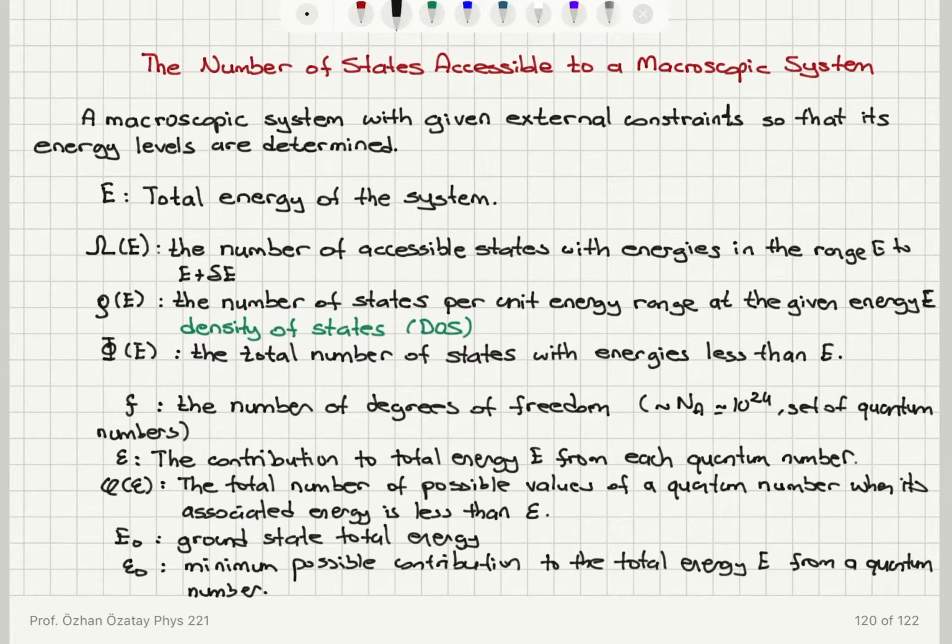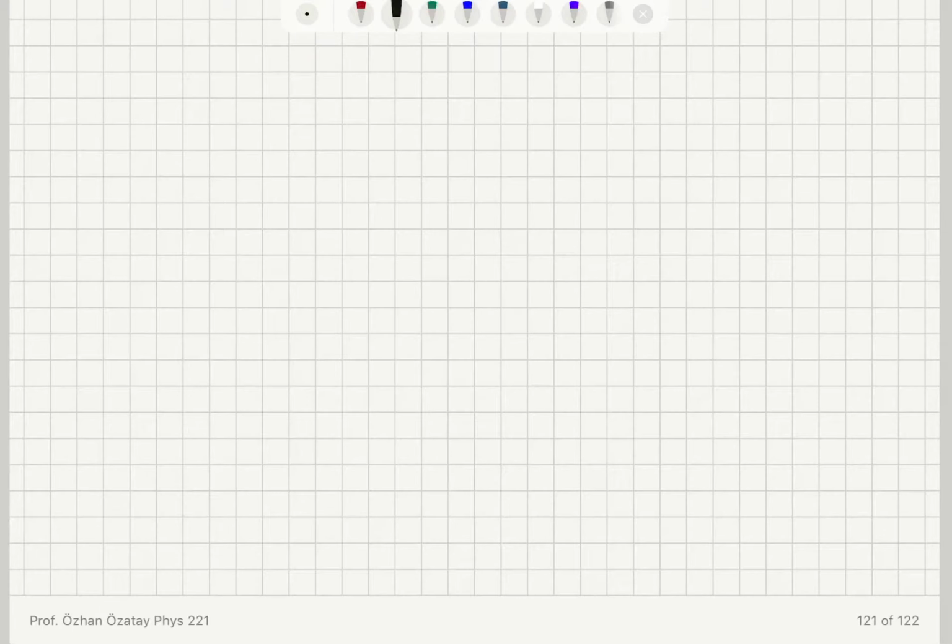It's the number of quantum numbers you have to specify in order to get the state of the system. Epsilon is the contribution to total energy E from each quantum number. Lowercase phi as a function of epsilon is the total number of possible values of a quantum number when its associated energy is less than epsilon. E0 is ground state energy, and epsilon 0 is the minimum possible contribution to the total energy from a given quantum number.